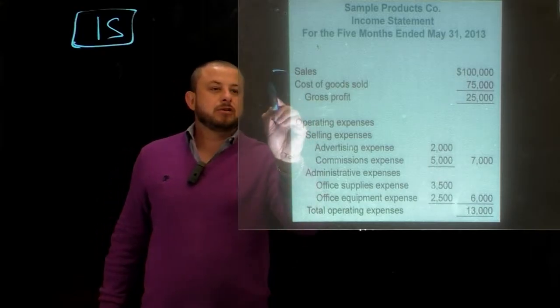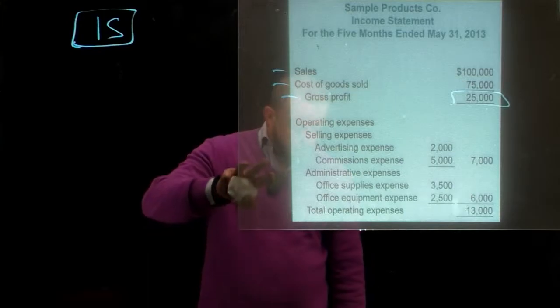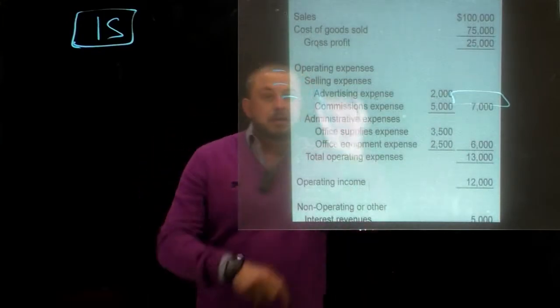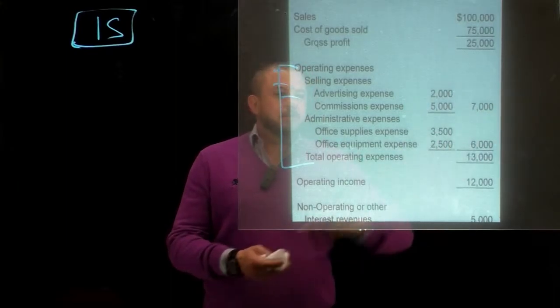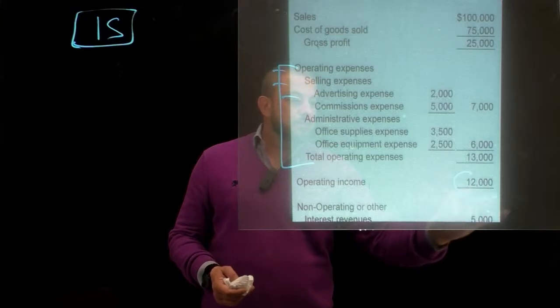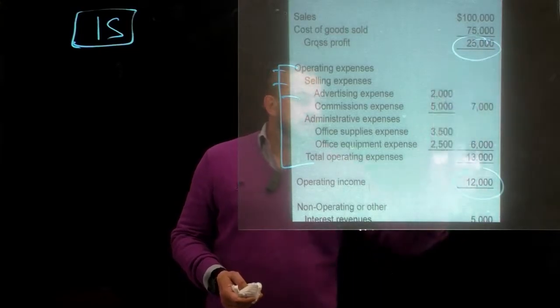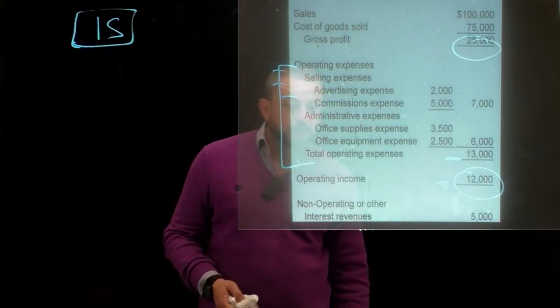We have sales, cost of goods sold, and the gross profit, $25,000. We have operating and overhead expenses. Take a look, these are the operating expenses, the list of operating expenses. There are some debits and credits, as you can tell, and the operating income becomes $12,000 because $25,000 minus $13,000 is equal to 12 grand.